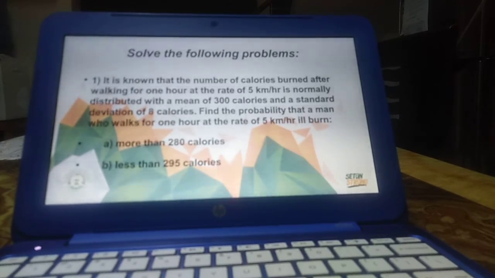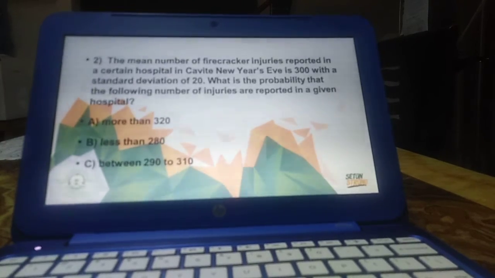Whatever is the area will be the probability, which we can also change into percentage. For number 2, the mean number of firecracker injuries reported in a certain hospital in Cavite on New Year's Eve is 300 with a standard deviation of 20. What is the probability that the following number of injuries are reported in a given hospital? More than 320, less than 280, and between 290 to 310.